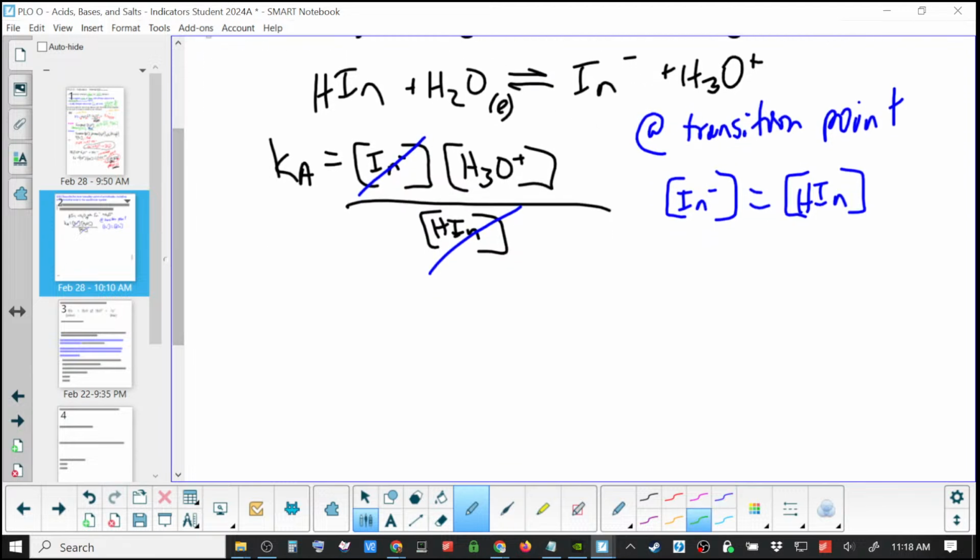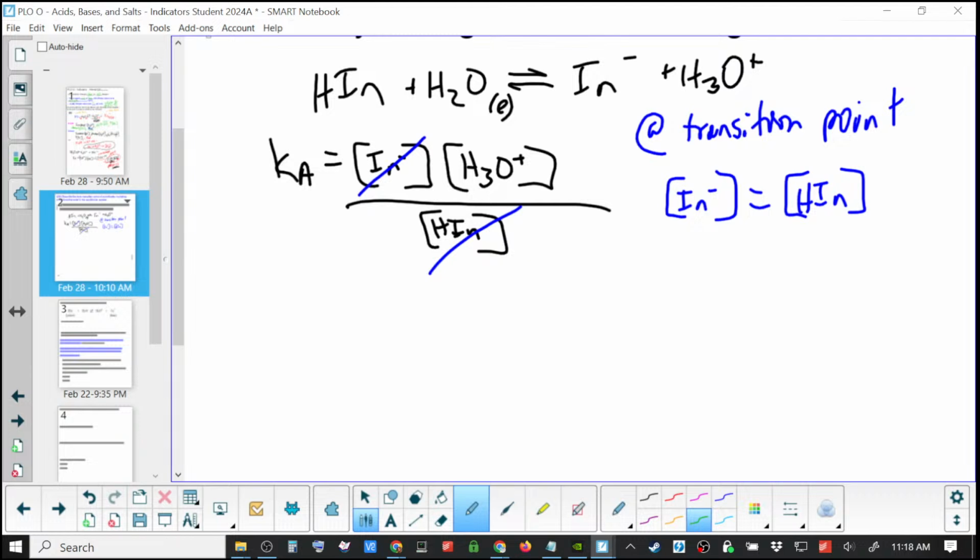Wait, why do you not write equal to H3O plus? We don't know that it's equal to H3O plus. Why not? Because we're adding acid and base to it. So the concentration of H3O plus is variable. Say we started with 0.1 molar of this. Then when they're both 0.05, they're equal to each other. We know that's halfway through. But that number could be lots of different things, depending on its equilibrium.